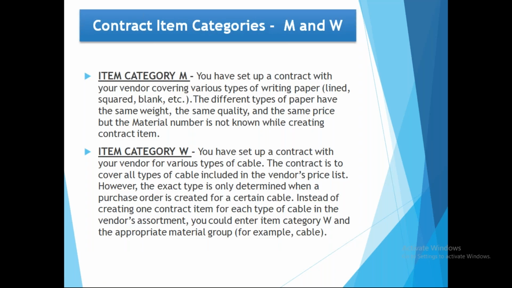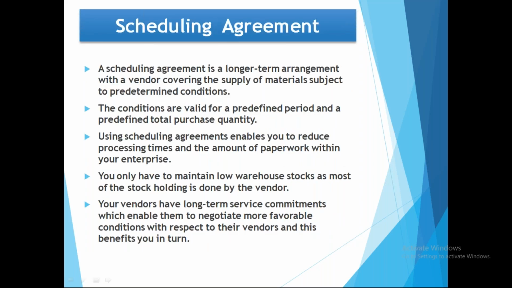So now the next one is scheduling agreement. We have covered contracts. Now the last one is scheduling agreement, in source of supply. So what is this scheduling agreement? A scheduling agreement is a long-term arrangement with a vendor covering the supply of materials subject to predetermined conditions. Here you will have an arrangement with the vendor, and at the same time you will give on which date which quantity he has to supply. The conditions are valid for a predefined period and a predefined total purchase quantity.